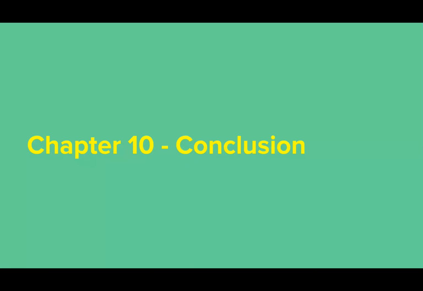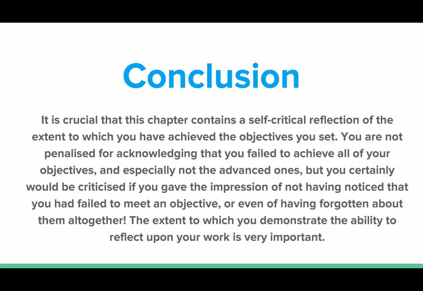So in terms of the conclusion chapter, what does the university expect? If you read the assignment briefing, this is generally what they would want you to include here. It is crucial that this chapter contains a self-critical reflection of the extent to which you have achieved the objectives you have set. You are not going to be penalized for acknowledging you failed to achieve all the objectives, especially not the advanced ones. You are expected not to achieve all the advanced objectives, but you will certainly be criticized if you give the impression of not even noticing that you failed to meet an objective or even forgotten about them altogether. So the extent to which you've demonstrated the ability to reflect on your work is very important, and you need to be critical of yourself in this chapter.